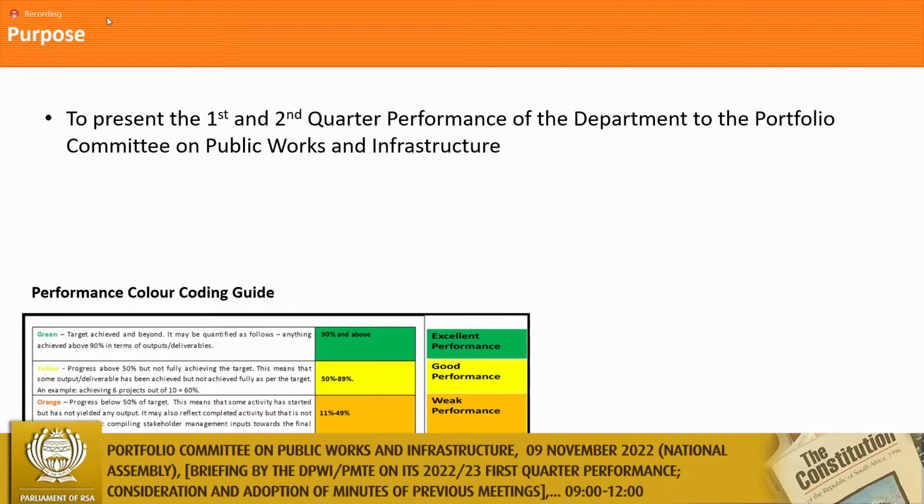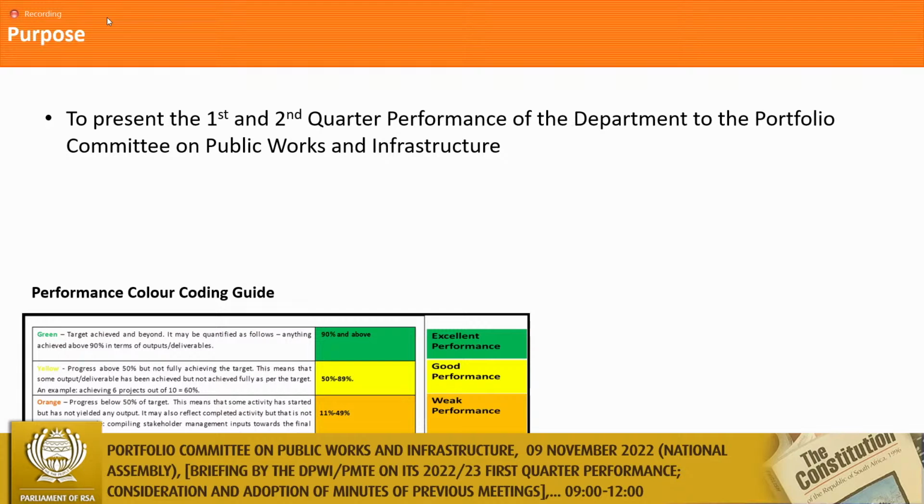Right, so I'll be presenting quarter one as requested by the members of the committee. What we'll have on the screen is basically our color coding. We've got 4 color codings. Green represents performance targets achieved, quantified at 90% and above when we do the calculations. Yellow is target partially achieved, quantified between 50 and 89%.